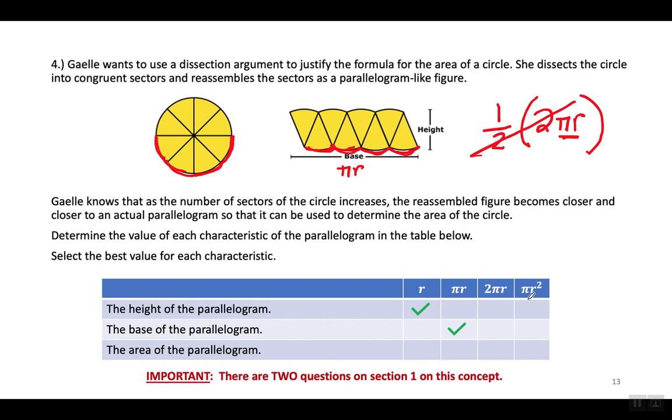Now the last one asks for the area of the parallelogram. Which of these best represents the area of the parallelogram? Let's look back here. The base of the parallelogram is pi r. The height, I said, was the radius. And how do you get the area of a parallelogram? By multiplying base times height. If I multiply this base times this height, I'm going to get pi r to the second power, which, if you have your formulas memorized, is also the formula for the area of a circle. Make sure you understand that, because that comes out on at least 2 questions on the exam.